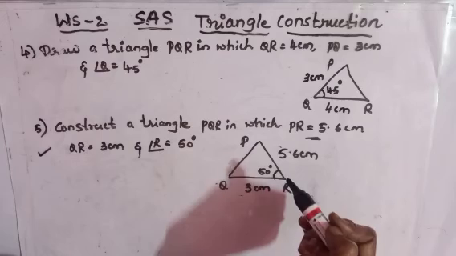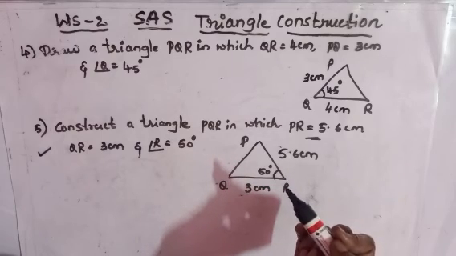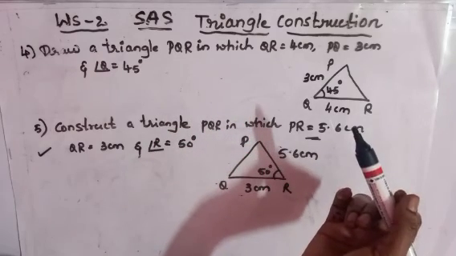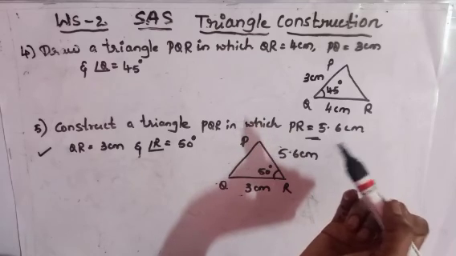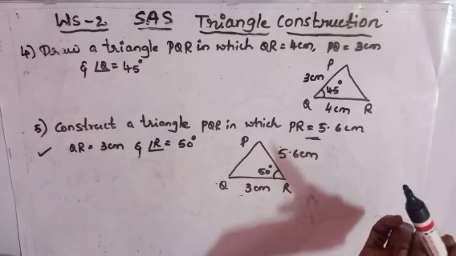So this completes worksheet 2, that is SAS triangle construction. So let us continue in the next class, children. Thank you, children.